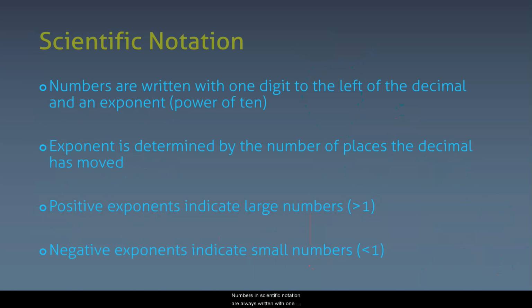Numbers in scientific notation are always written with one digit to the left of the decimal. There can be any number of digits to the right. And then there's an exponential factor that is a power of 10. And the exponent we're going to find by counting how many places we had to move the decimal point to get that one digit on its left. A positive exponent is going to tell us that we have a really big number. And a negative exponent is going to tell us we have a number that is much less than 1.